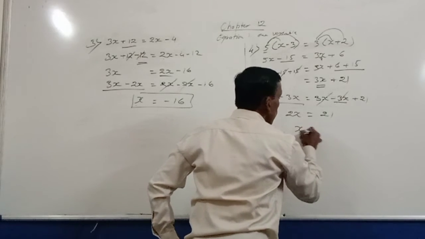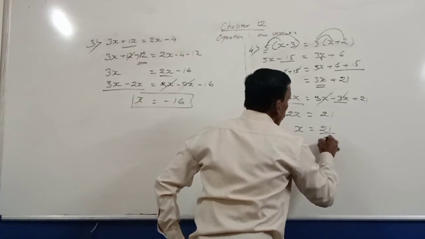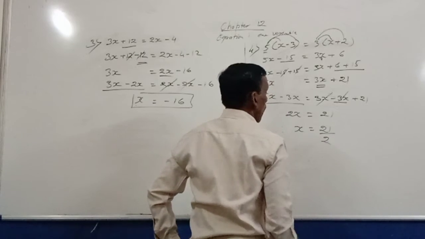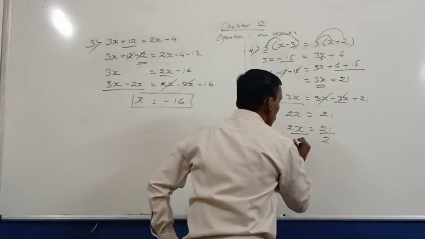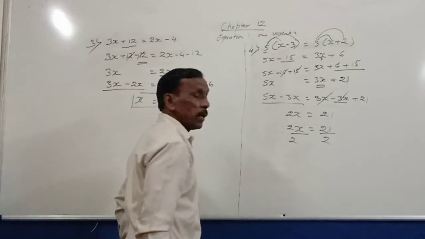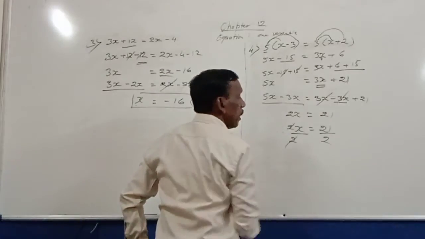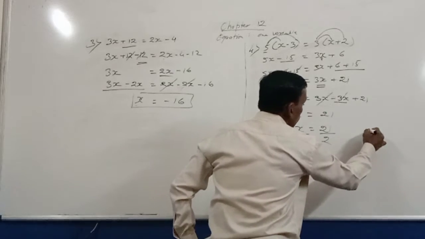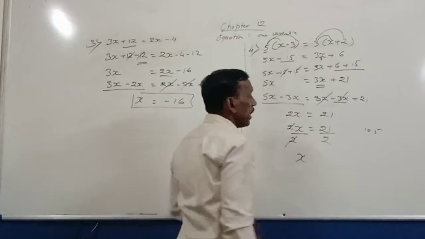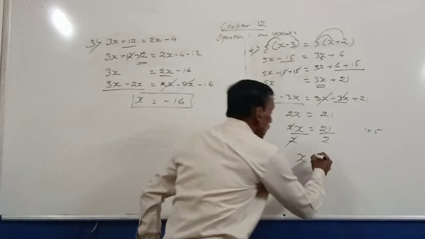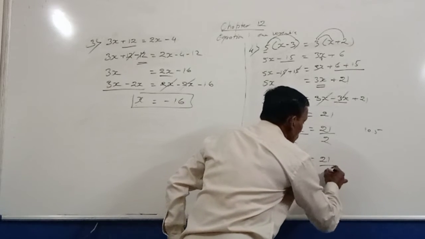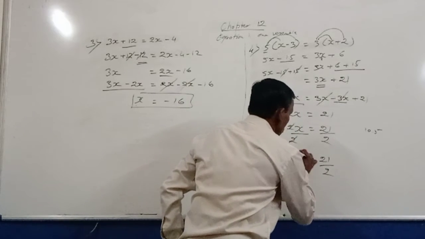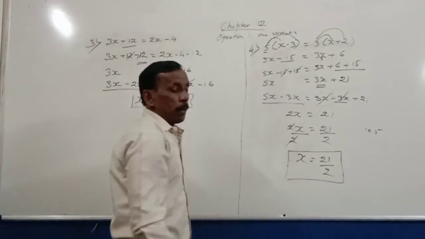Therefore x is equal to 21 upon 2. This multiply, it will become here 2 and 2 divided by. If 2 is cut, so what is remaining? Now you can write it is 10.5 when you are dividing 21 upon 2, but we can write the same as it is, 21 upon 2 only. Therefore x is equal to 21 upon 2.